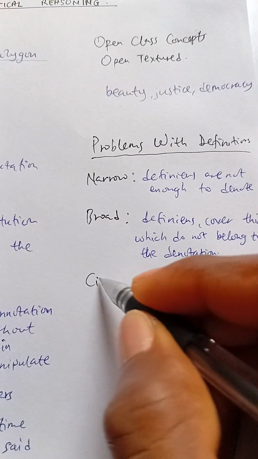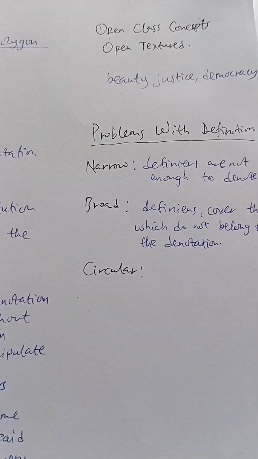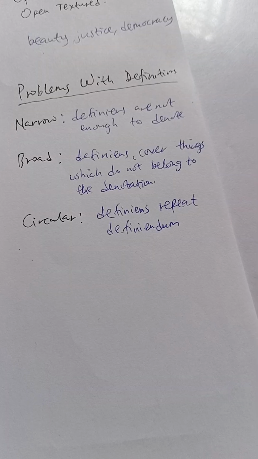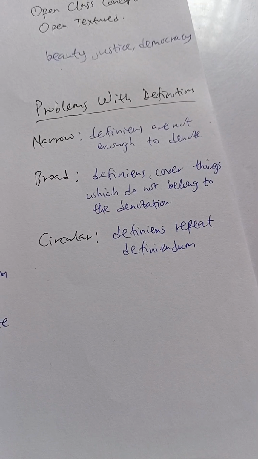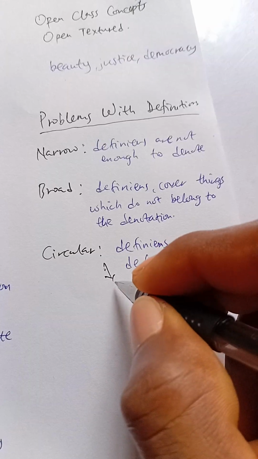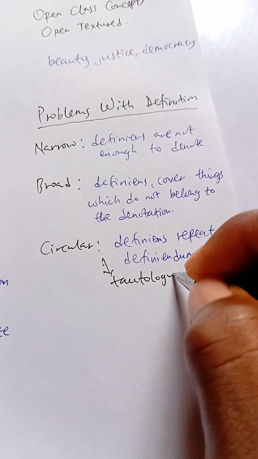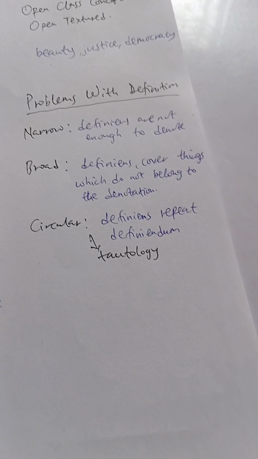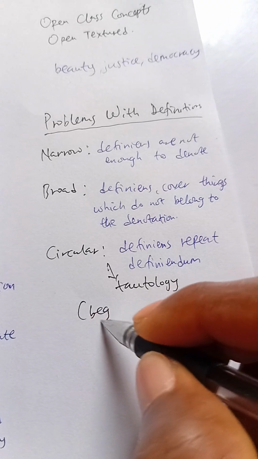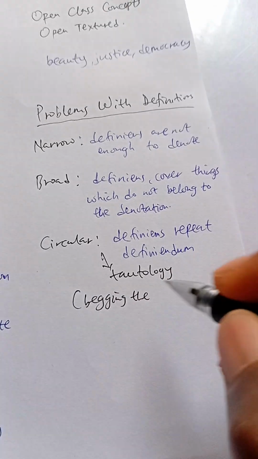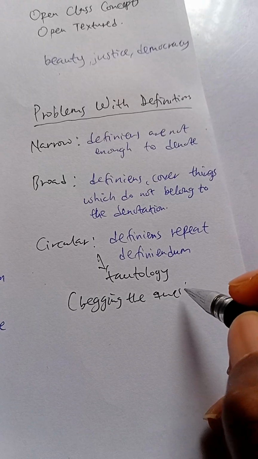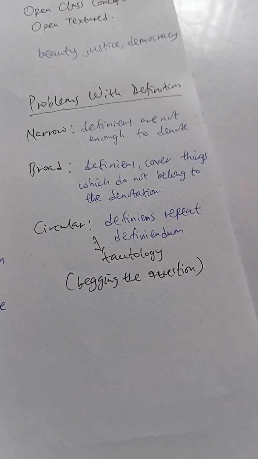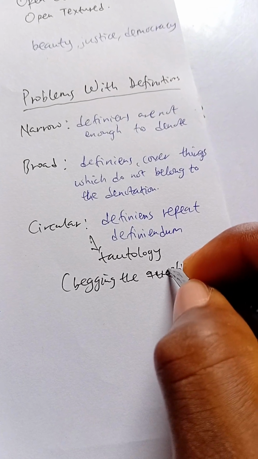Then a definition can also be circular. If it is circular, it means that the definitions are going to repeat the definiendum. So you are creating tautology. So another word for circular is tautology, or we can call it begging the question. Don't forget this one, begging the question. It will feature in your IA. Everything we are doing will feature in your IA, so take everything seriously.